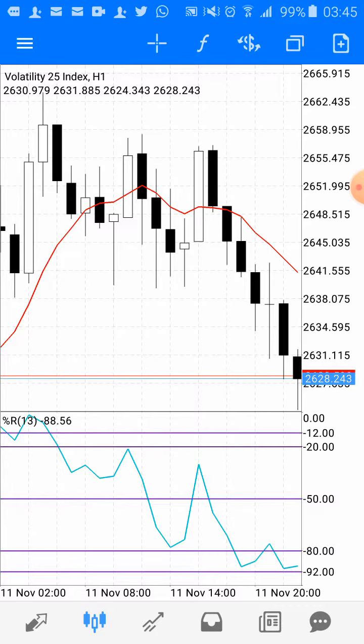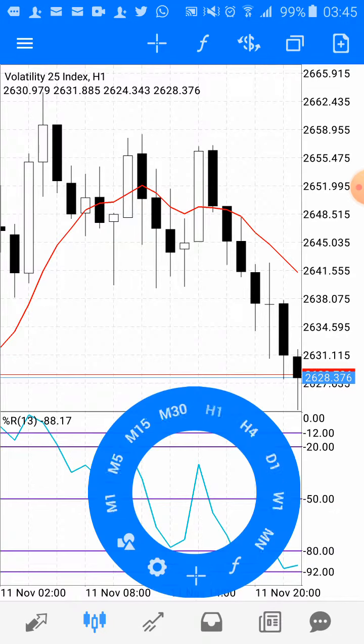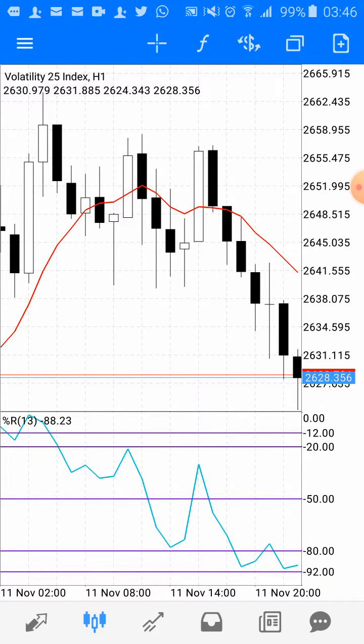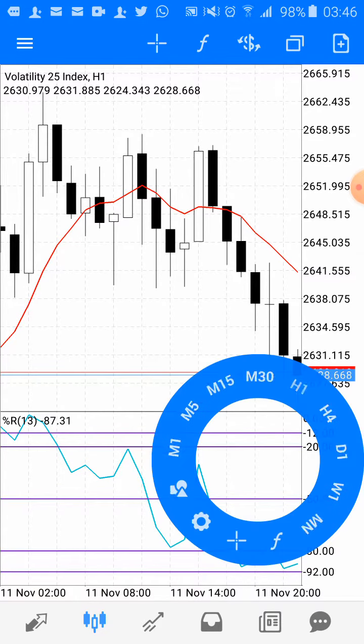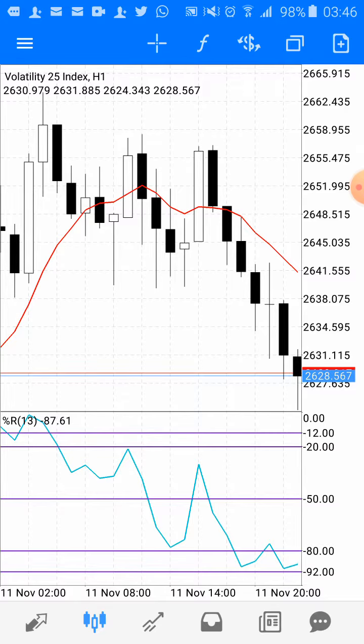What I just need is another confirmation. What is the second confirmation? The Williams percentage ratio. The Williams percentage ratio is the one below here. You can see where I'm touching. That is the Williams percentage ratio. Now, the Williams percentage ratio must be at 20 or 80. If it's at 20 or 80 and it is pointing down, okay, that is a perfect entry. It must be at 20 or 80 and must be pointing down. That's a perfect entry.